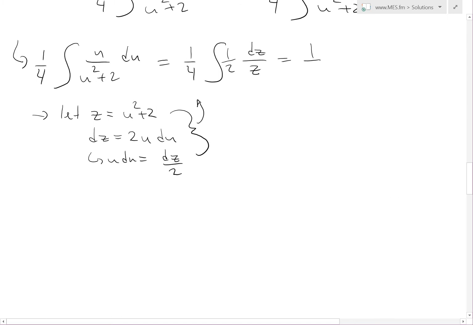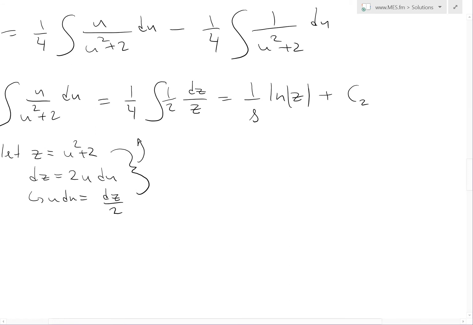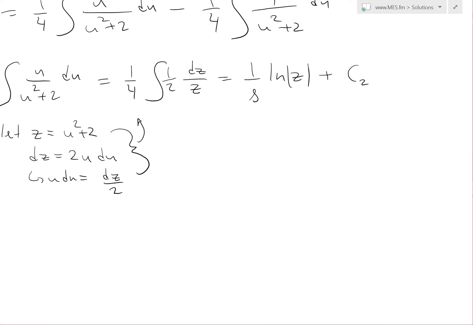So this equals, multiplying these out, 1 over 8 and then the integral of 1 over z. Like I showed in my earlier video, that's just ln of z, absolute value of z. And then we add a constant, we'll call this c2, because we already had c1 above. So now plug in our u squared plus 2, and that's always positive, so we can remove this absolute value sign. So 1 over 8 ln of u squared plus 2, and then plus c2.